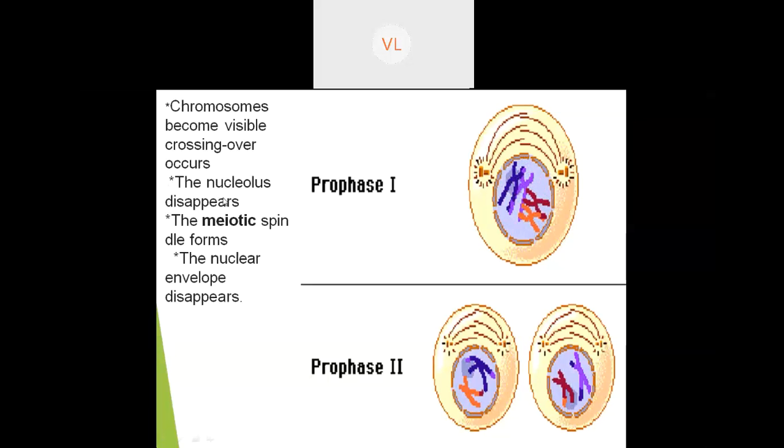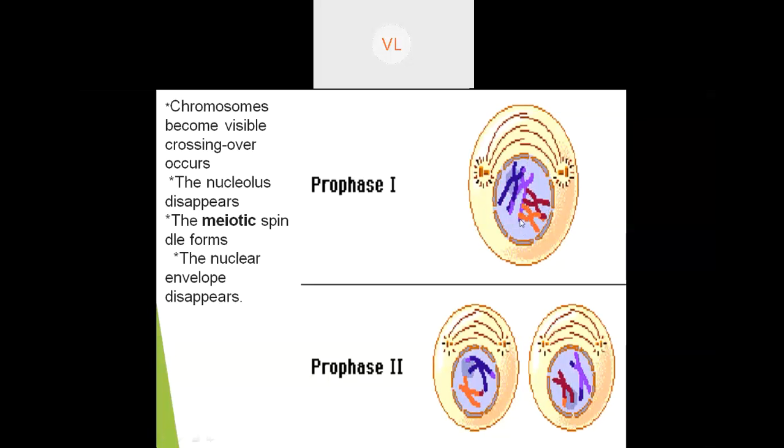Next, in prophase 1, the nucleolus disappears. Where is the nucleolus? Here, somewhere in the middle of this circle, inside the circle. So the nucleolus disappears.